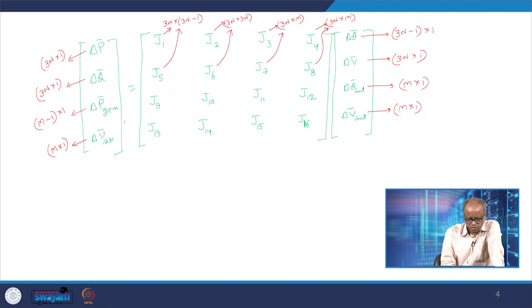What about J9? J9 connects delta Pgen with delta theta. Now, delta Pgen is m minus 1, and this is 3n minus 1. So J9 is m minus 1 cross 3n minus 1.